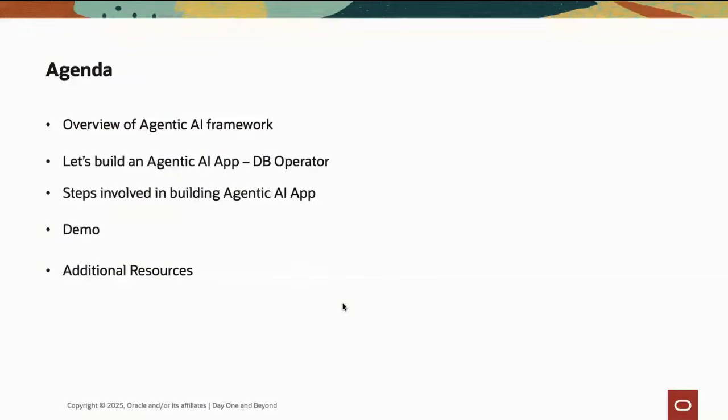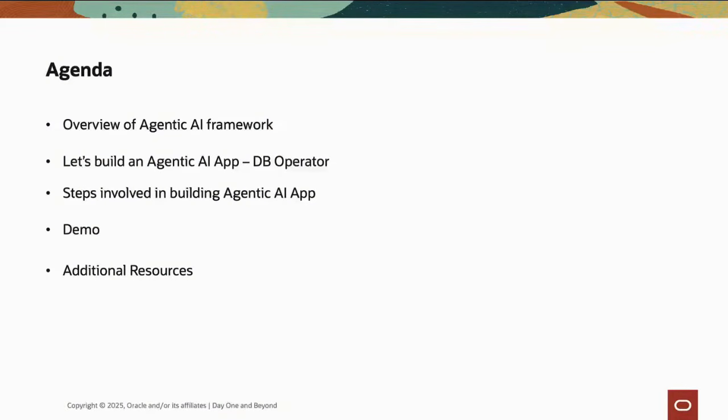This is the agenda. At a very high level, we want to give you a good understanding of what an agentic AI framework is, so we'll spend some time there. Then we're going to build an agentic AI app called DB Operator. Just think of it as an agent that we are building, and we'll demonstrate that agent throughout this webinar. But you can take the same learning and build your own agents, or any other agents that you have to build for your organization. So you can take those learnings along with this session today.